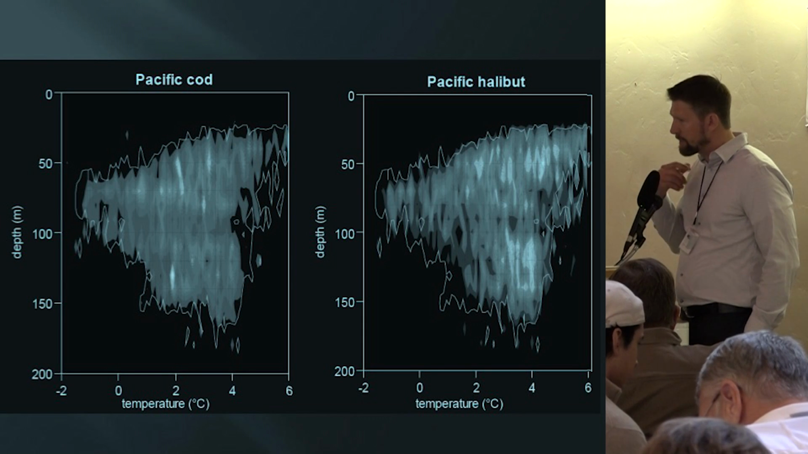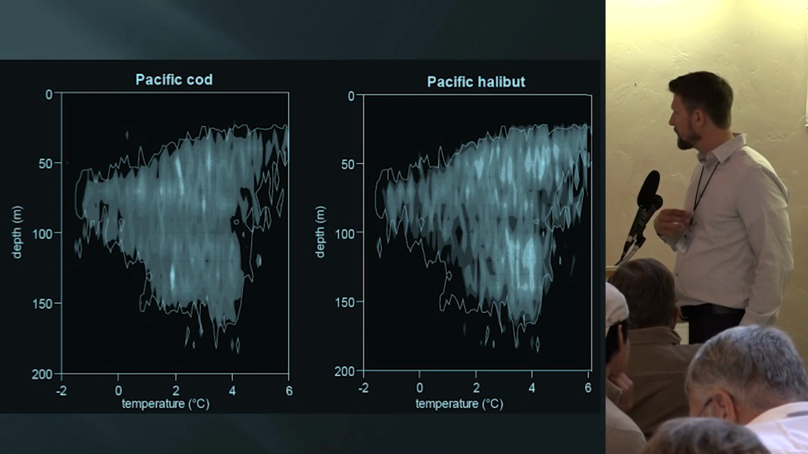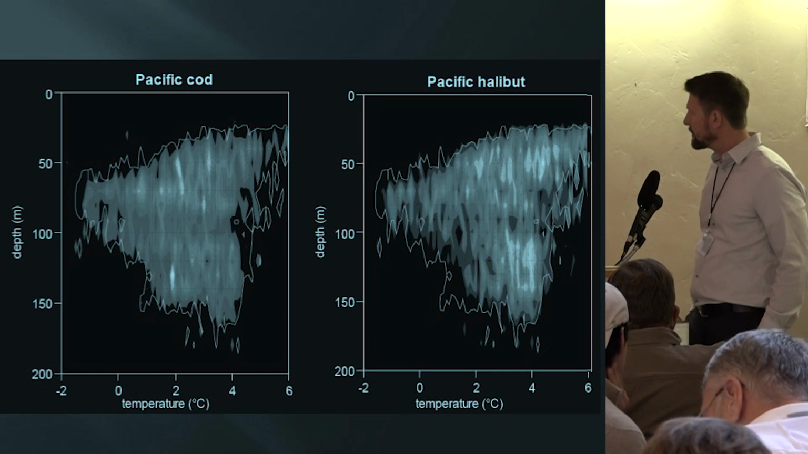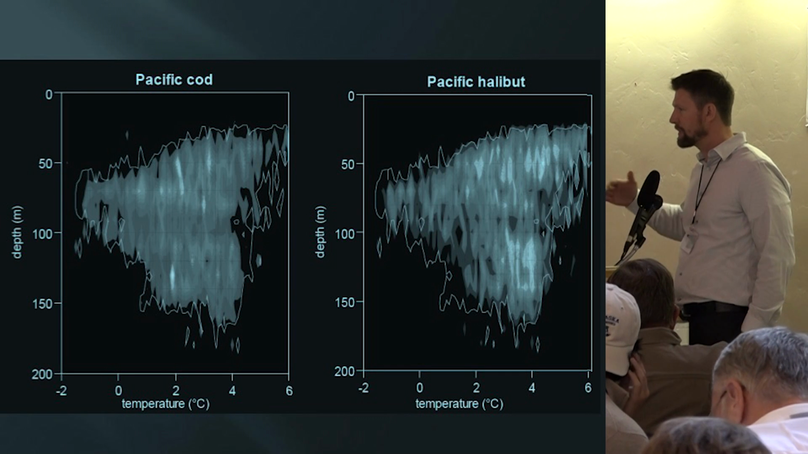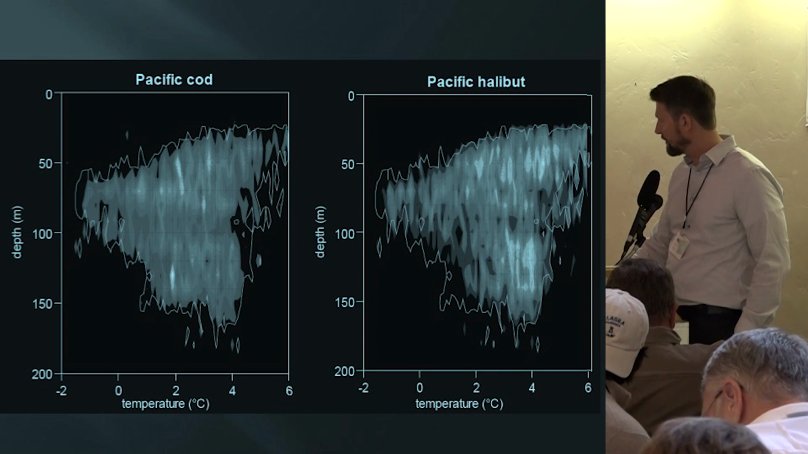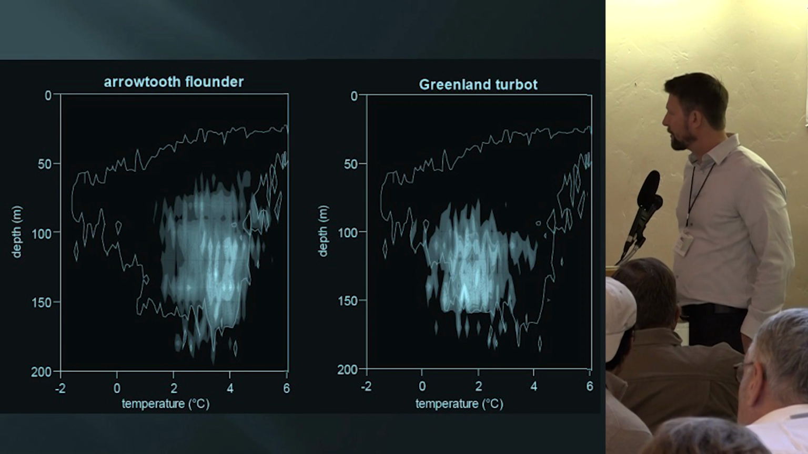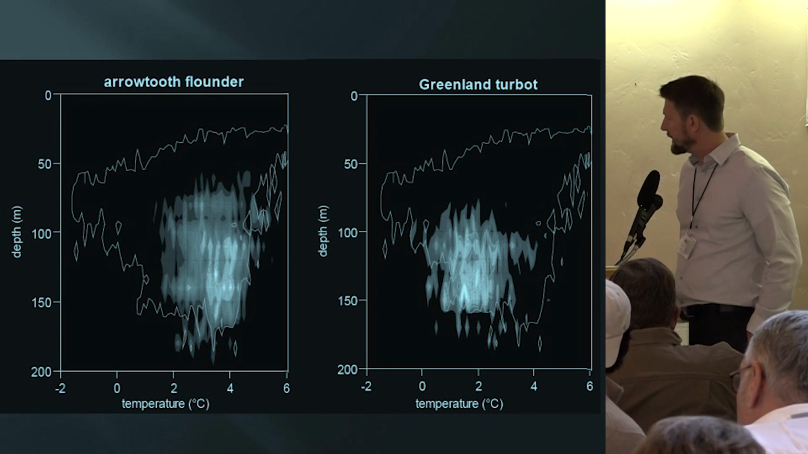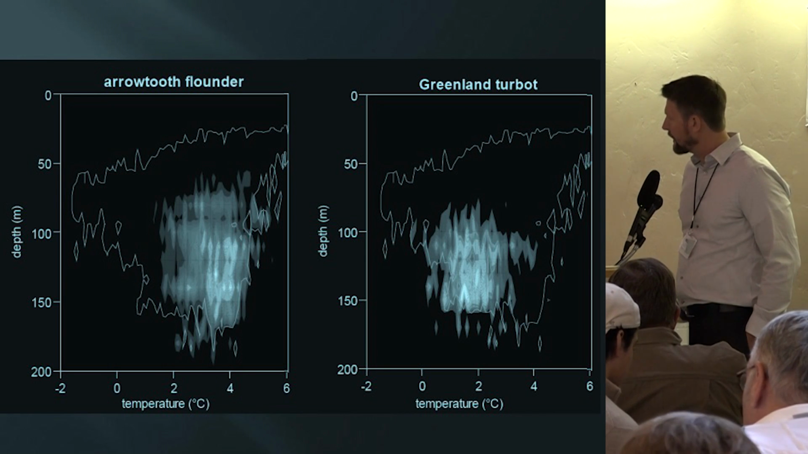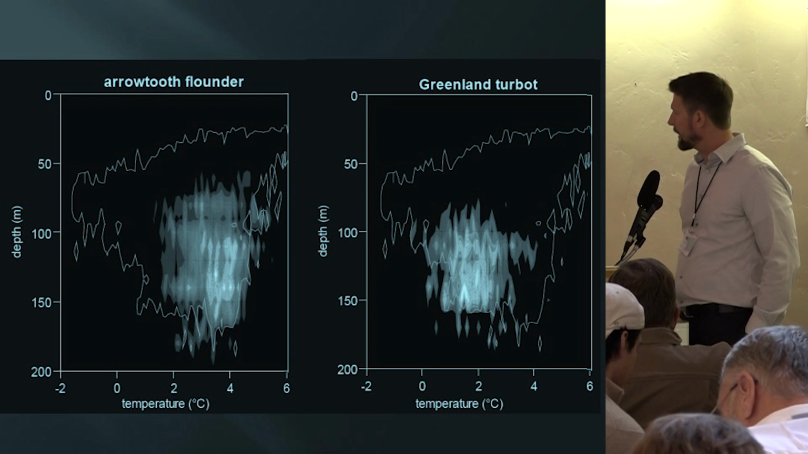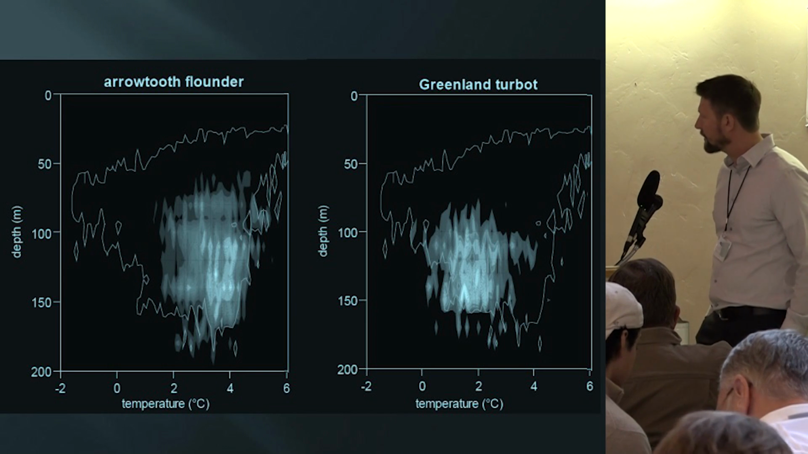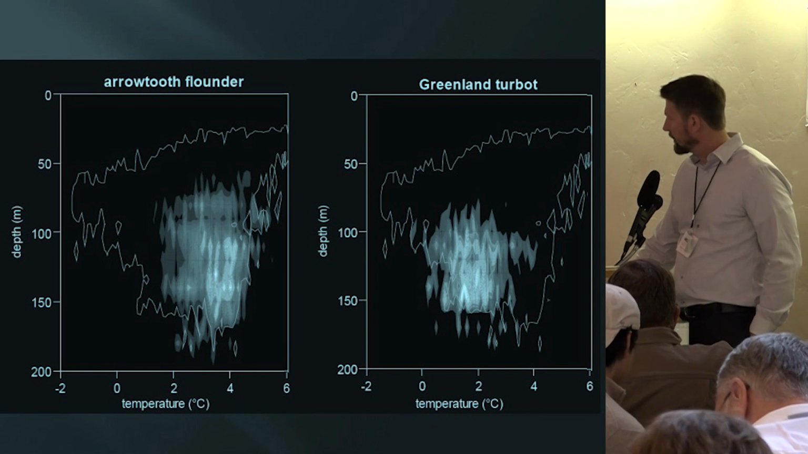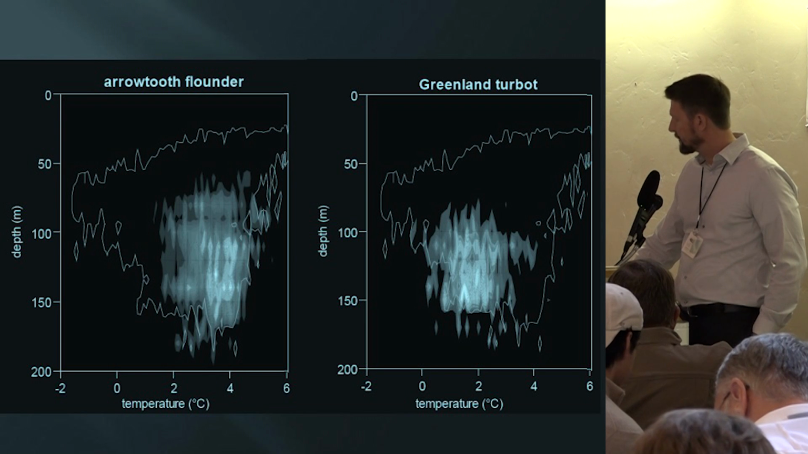And then we can look at how different species distribute across the system viewed in this way. So this is looking at Pacific cod and Pacific halibut. Both of these species, particularly cod, are pretty evenly distributed across different temperature ranges and different depth ranges. But that's different when you look at some other species. So if you look at arrowtooth flounder and Greenland turbot, they're both found typically at depth, so more than 100 meters in depth. And then they also segregate out by temperature. So arrowtooth flounder are found between 2 and 4 degrees centigrade. Greenland turbot are found in colder temperatures between 0 and 2 centigrade.